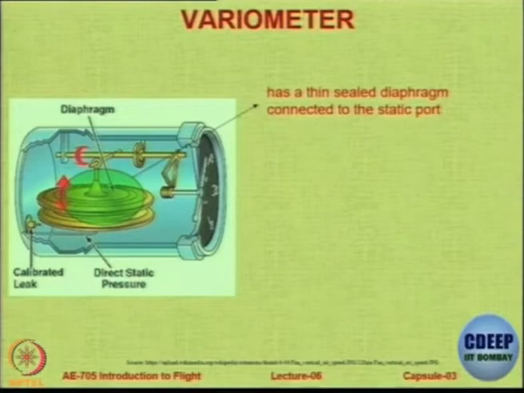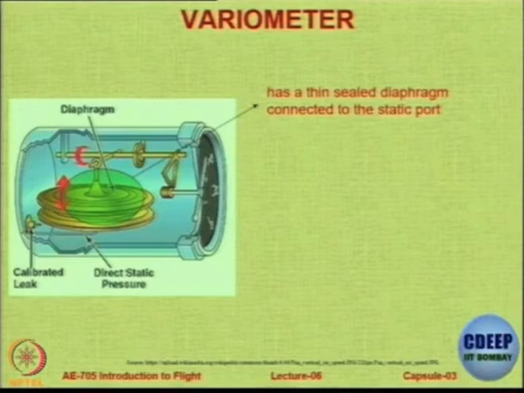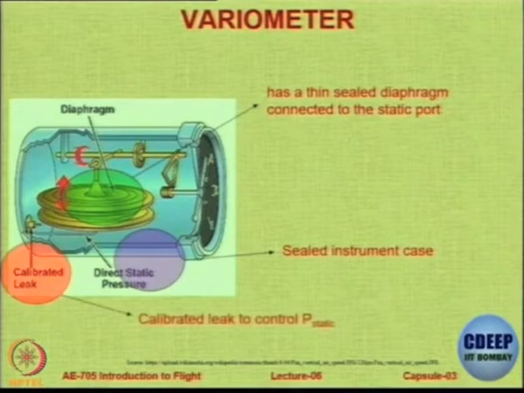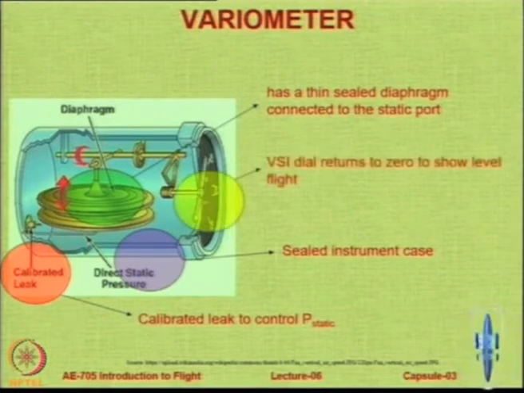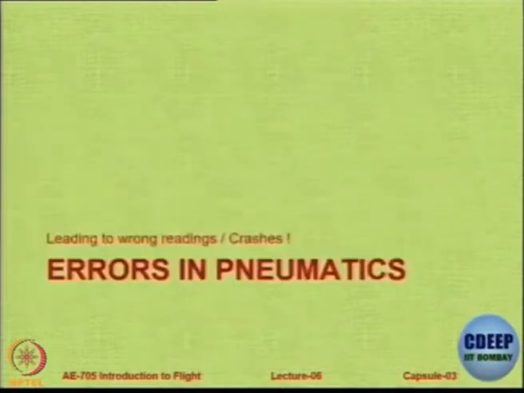So, what is happening here is there is a sealed diaphragm connected to the static port. So, the pressure inside the diaphragm is going to be directly connected to the static port. But the pressure outside is going to be a function of the seal. Therefore, there is a need for a calibrated leak, which allows us to know the rate at which it is changing. So the VSI dial returns to 0 to show level flight, and it shows up and down depending on whether you are climbing up or climbing down.